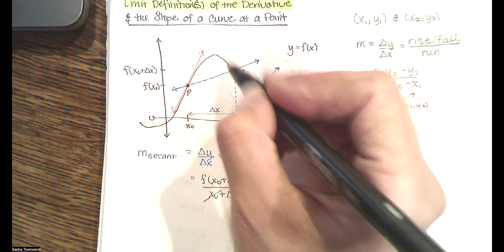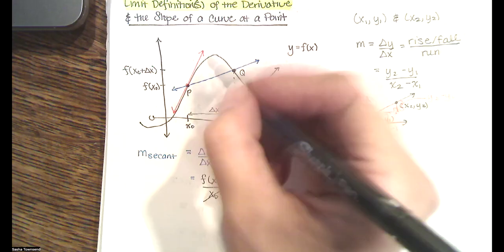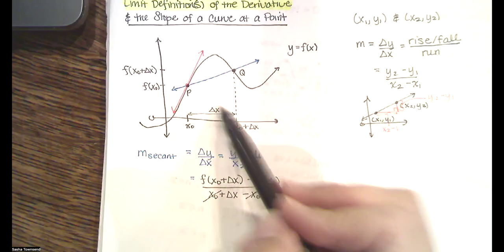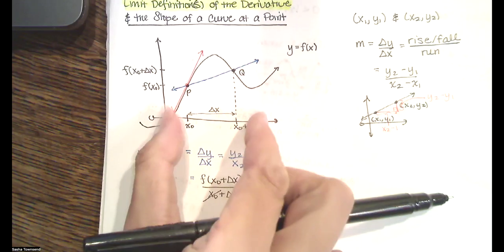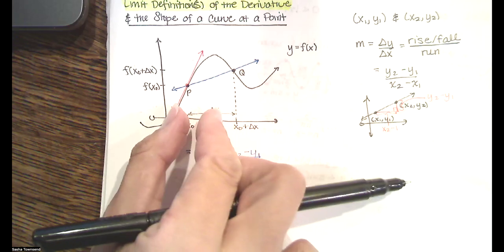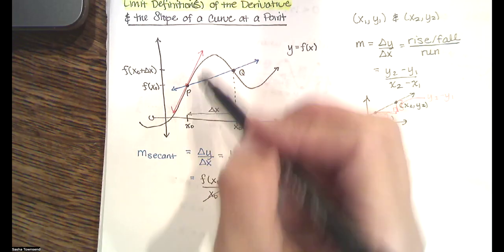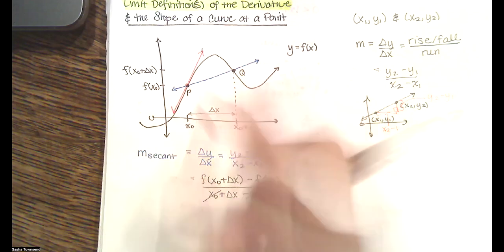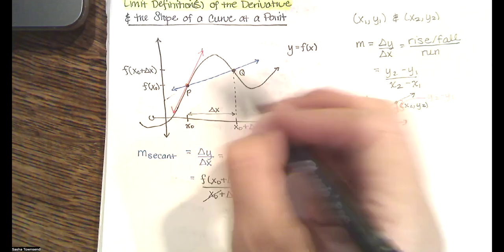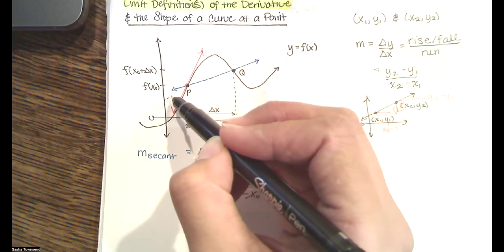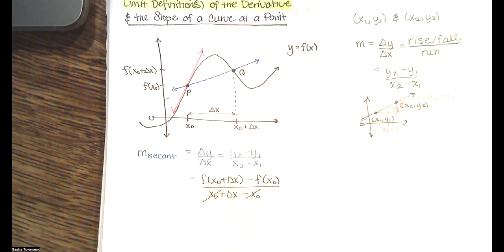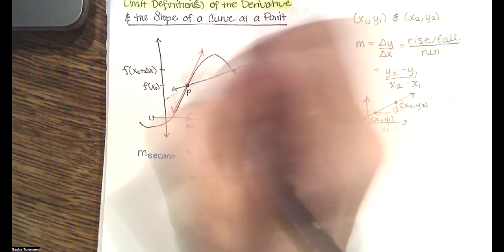And we let the Qs get closer and closer to P, and we calculate the slope of the secant line every time. It turns out in the limit, as this delta x approaches 0, so those two points are getting closer and closer together, the slope of the secant lines in general will approach the slope of this line right here.